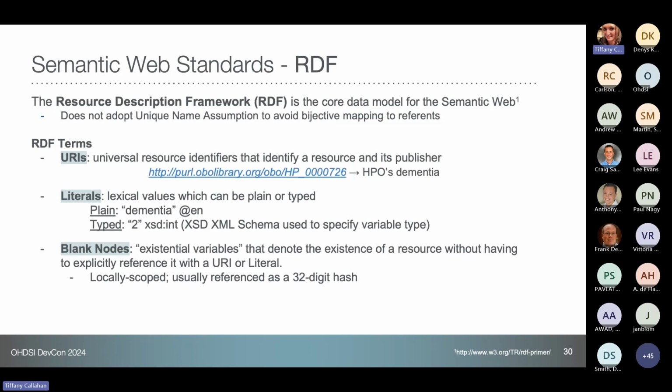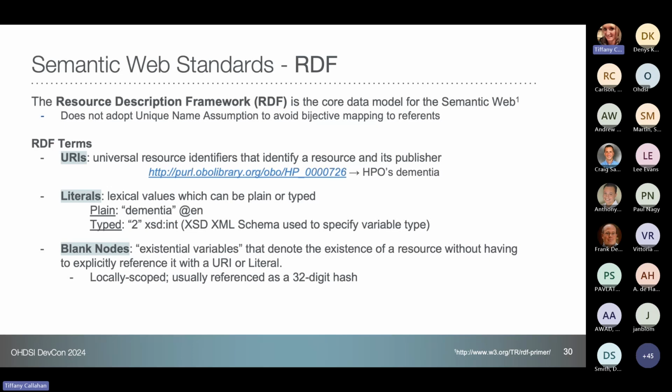Three of the most important things that exist in RDF are, first, universal resource identifiers, or URIs, which are unique concept identifiers that tell you where that resource is coming from. Second, literals, which are lexical values that can either be plain or typed. Plain could be text, which will carry a signatory to tell you the language. It could also be an integer, where we apply a schema to tell us what this string is. In this case, that 2 is an integer.